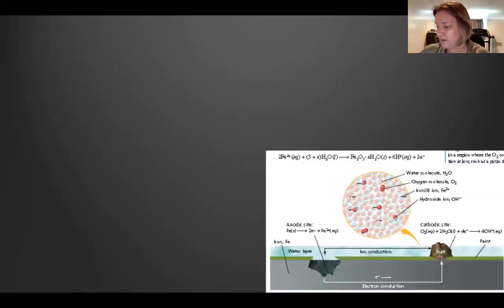So this is what I mean when I say that the anode and cathode are at different areas on the metal. So you'll have parts of the metal where the metal is corroded away, and then other parts of the metal where the rust builds up. It doesn't just build up on top of where it's eroded.